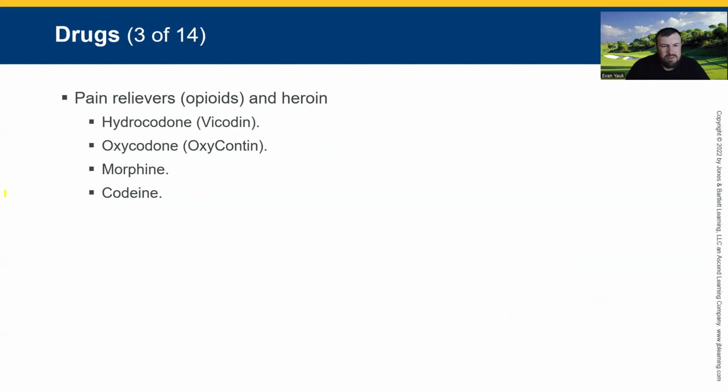Pain relievers. These are opioids and heroin. So hydrocodone, oxycodone, morphine, codeine. Most of these, I mean, you can have a surgery and get these and take them home. It's very easy to become addicted to them because they take away the pain. So we need to pay attention to opioids. This is when we're going to have the ability to use Narcan, which we'll talk about in a second. Remember, though, that those are opioids. There are going to be some test questions or scenarios where these are mentioned, and you have to decide if it's an opioid or not.